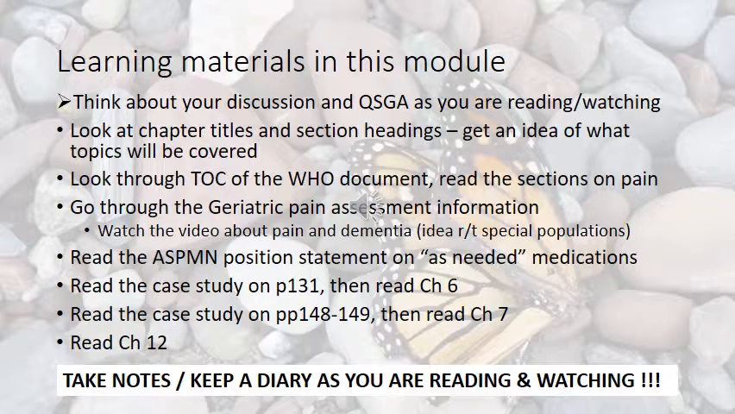Then go through the table of contents of the World Health Organization document and read the sections on pain. This will give you a good idea of the kinds of things palliative and end-of-life and hospice patients experience. Then go through the geriatric pain assessment information. There's a video in there about pain and dementia. That is a good thing to watch to give you a good idea on how you might want to tailor your assessment depending on whether you have a special population or not. Then read the American Society of Pain Management Nurses, ASPMN, position statement on as-needed medications. This will help you think about ethical issues as well.